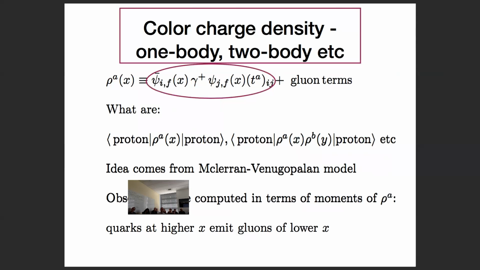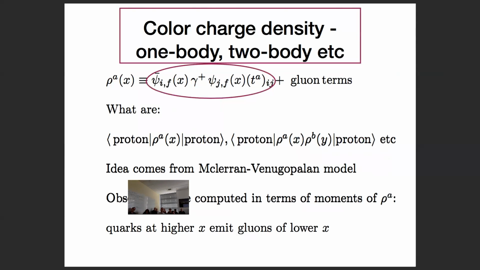So now I want to turn to the color charge density. This is actually in the MV papers. You can start with a quark operator. We take the good operator, it's gamma plus.